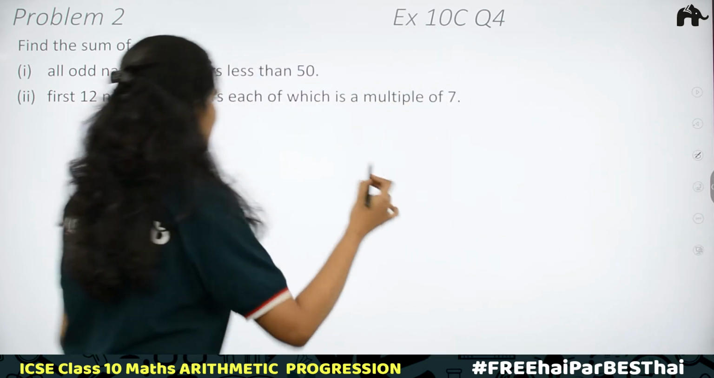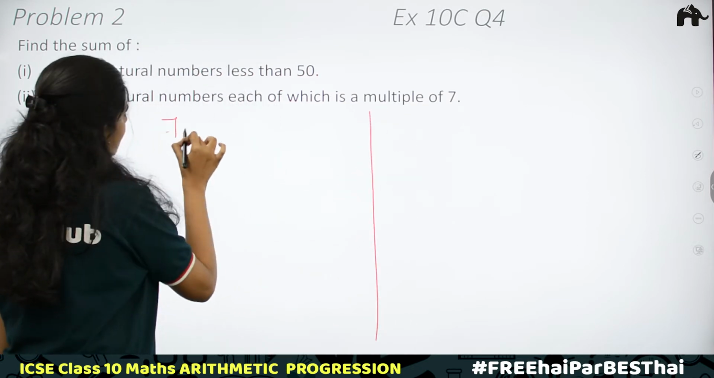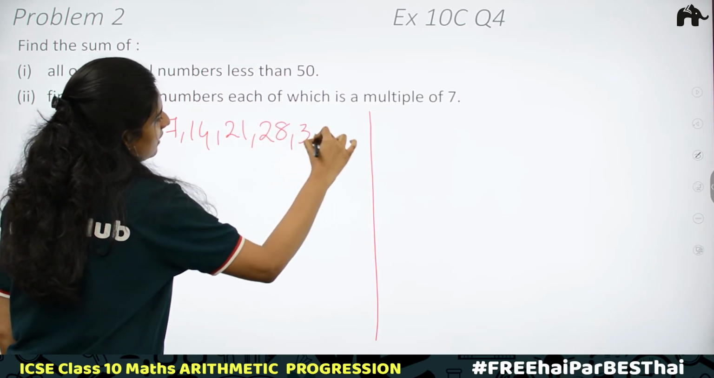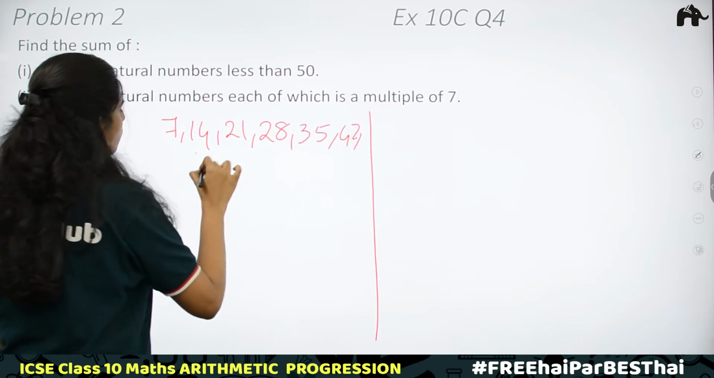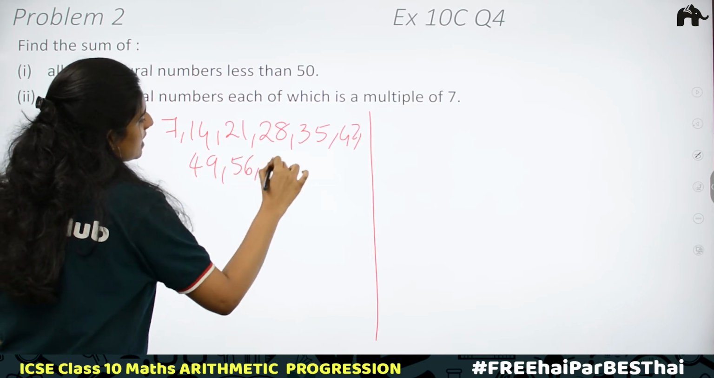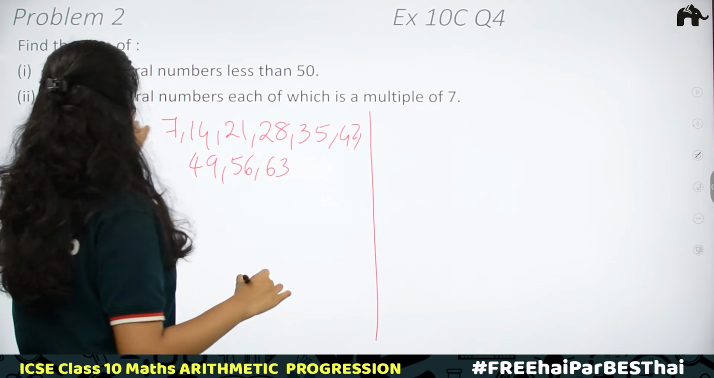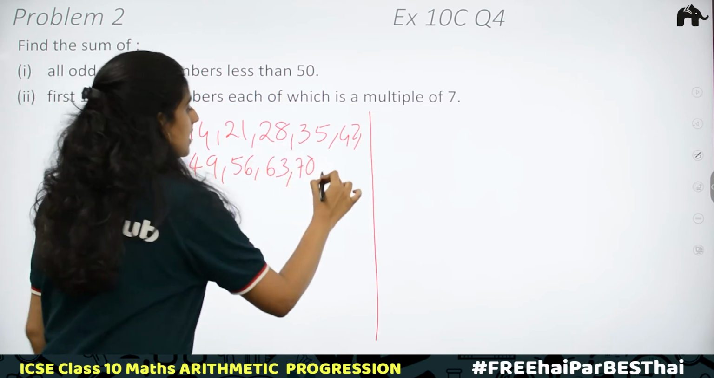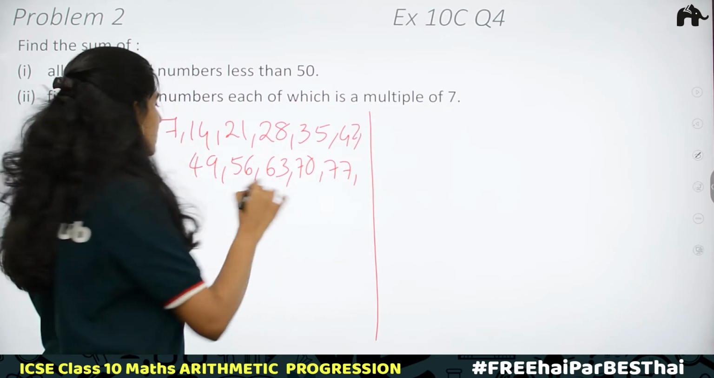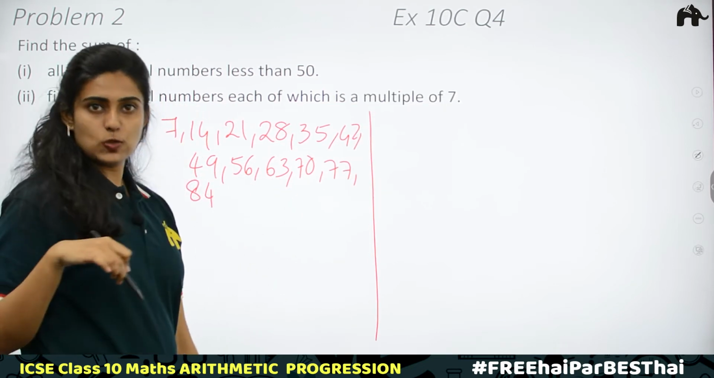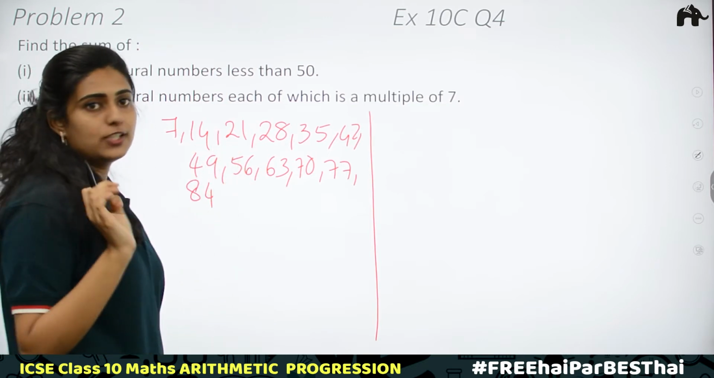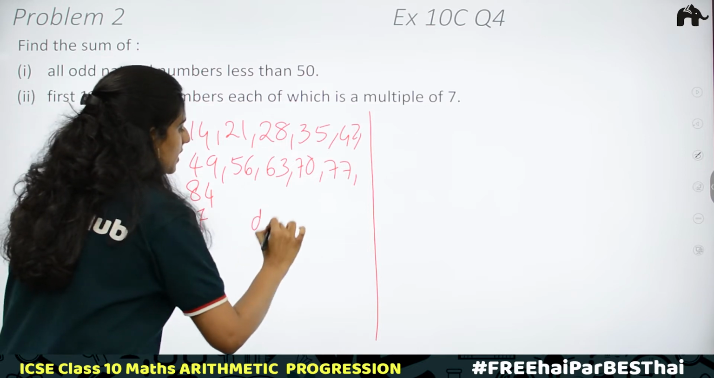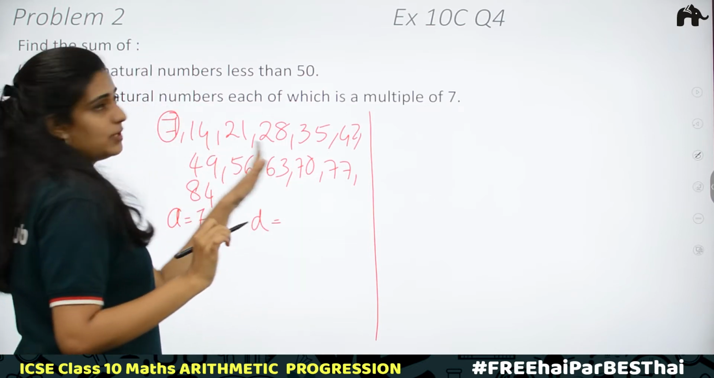Multiple of 7, 7 table. 7, 14, 21, 28, 35, 42, then 49, 56, 63, up to where? First 12 natural numbers. 63, 70, we got 10, then 77 is the 11th and 84 is the 12th. Here, what is the first term? First term is 7. a is equal to 7. What is the common difference d? Here the common difference is also 7.